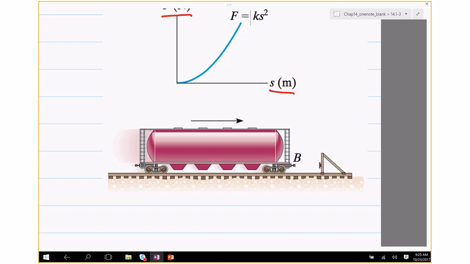So again, this is over here, but the spring is unspread. There's a spring over here. It's moving at 4 meters per second to the right. You're going to find the spring constant so that the energy is totally dissipated. So it comes to rest when the spring has compressed a distance of 0.2 meters.